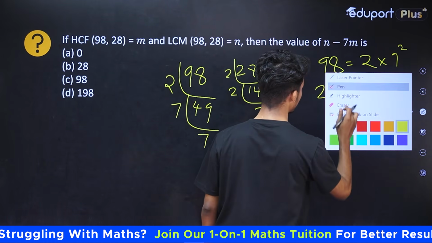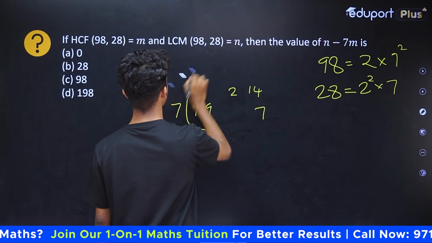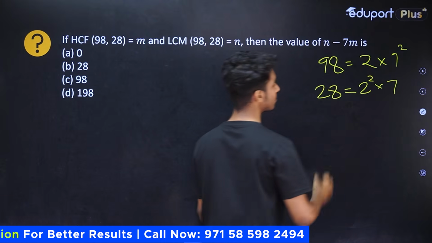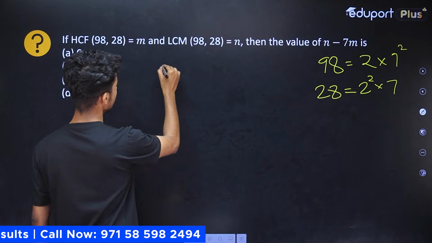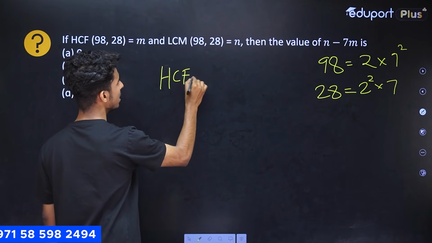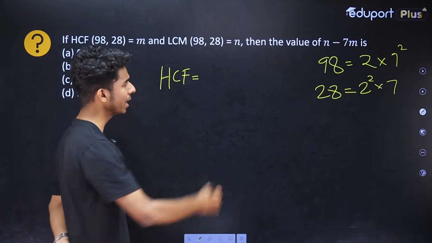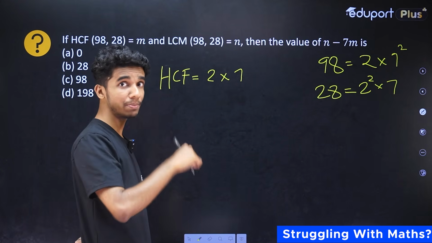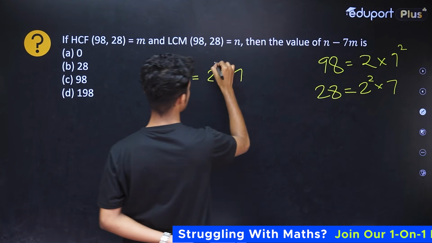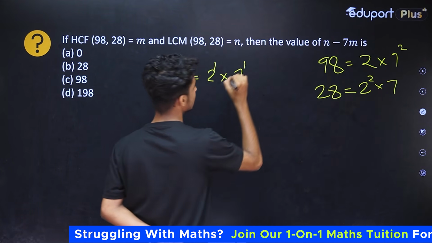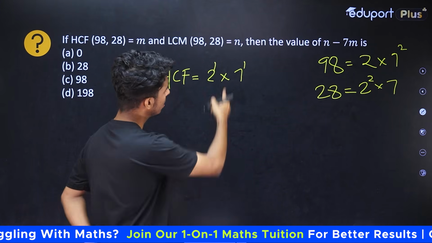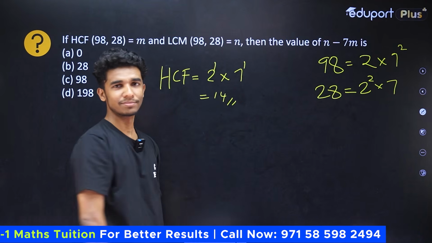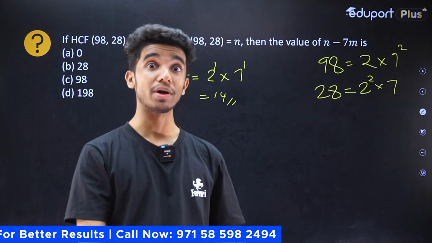Now students, tell me, what is our HCF? What is the HCF of these two numbers? Take the common factors. 2 is common, 7 is common. Their least power is 1. 2 raised to 1. Here it is 1. 7 square is there, 7 is there. So minimal is 1. 2 into 7 is 14. Our HCF is 14.